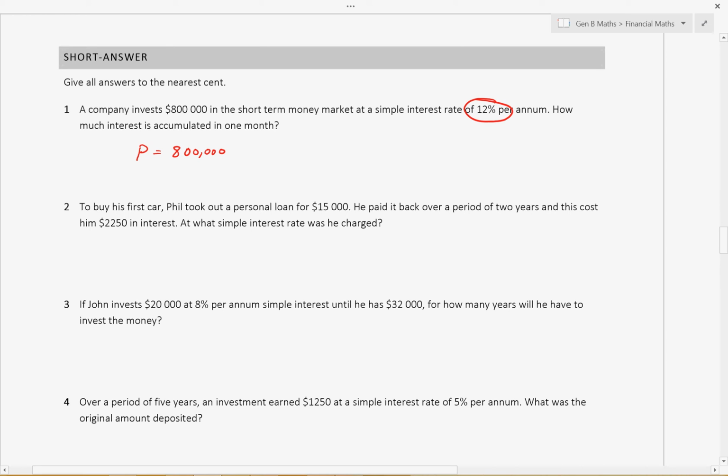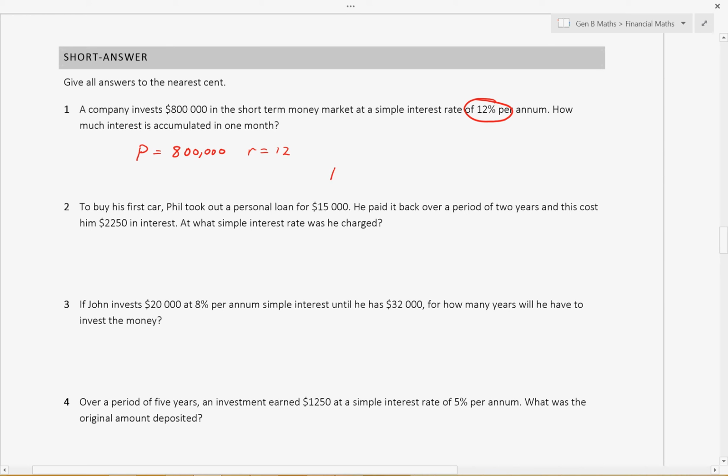If you write the method marks, if you write what you've got, you write a formula, you can still get marks for it even though the answer is incorrect. So, a rate of 12%, simple interest, how much interest is accumulated in 1 month.